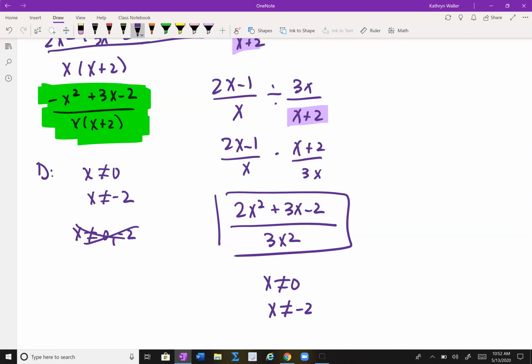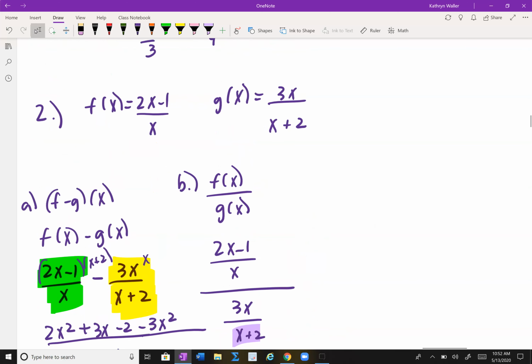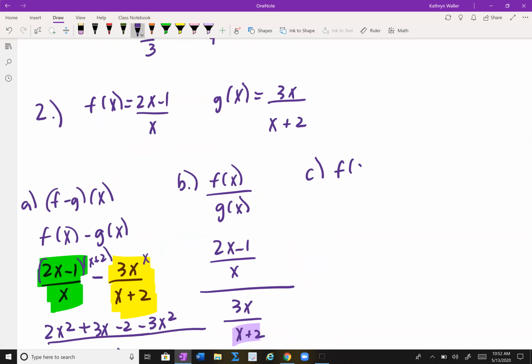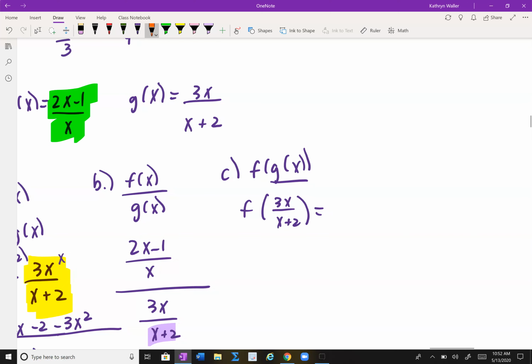So that also tells you that x cannot be -2. Okay. Part C, they're asking you to find f of g of x. So take that g of x and replace it with what g of x is. Now go into this f of x right here, and this x and this x gets replaced with 3x over x plus 2. So go to 3x over x plus 2 minus 1 over 3x over x plus 2.